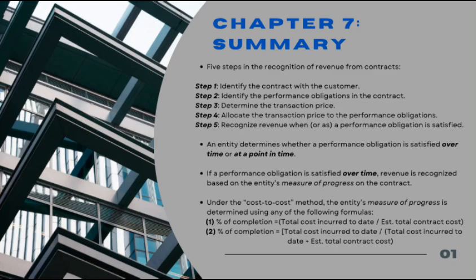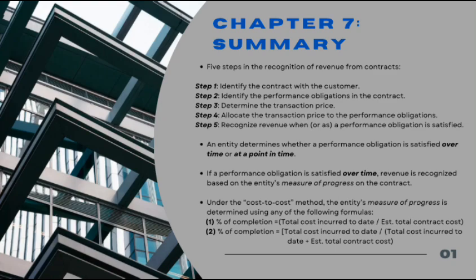We will now proceed to the Chapter 7 summary. We have 5 steps in the recognition of revenue from contracts. The first one, we have to identify the contract with the customer. This step involves determining whether there is a valid agreement between the entity and the customer. Next is to identify the performance obligations in the contract. A performance obligation is a promise in the contract to transfer a distinct good or service to the customer.